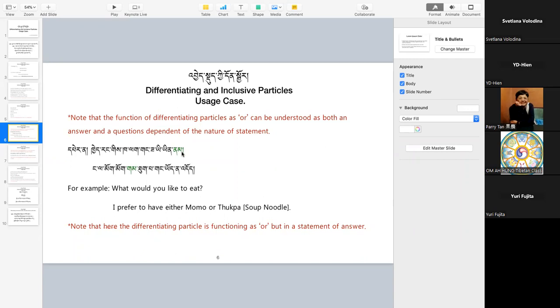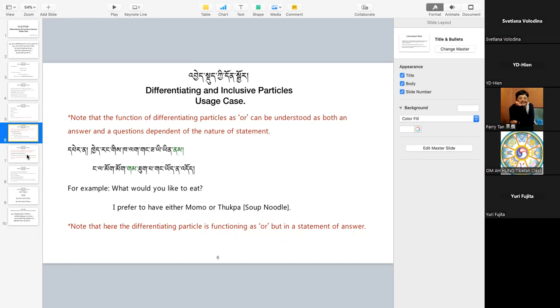usage of the conjunction as or, but in a statement of answer. What would you like to eat? I prefer to eat momo or tuppa. Kera kala kang sayinam. Ngala momo kam tuppa kang yuna de. De means prefer. I would like, I would prefer. I desire, so de.